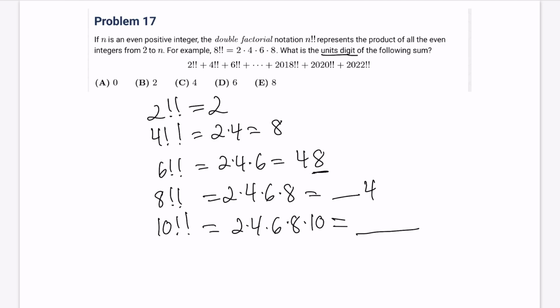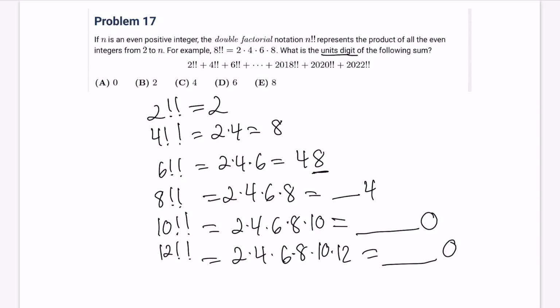So we know that whatever this is, it'll end in a 0 because this 10 introduces that 0 at the end. 12 double factorial is equal to 2 times 4 times 6 times 8 times 10 times 12. Notice that this still has the 10, so it'll still end in a 0. And we know every number from now on will end in a 0 because it will have at least one factor of 10. Therefore, the only numbers that contribute to the units digit of our sum are the ones we've already calculated. So we want to find the sum of 2, 8, 8, and 4.